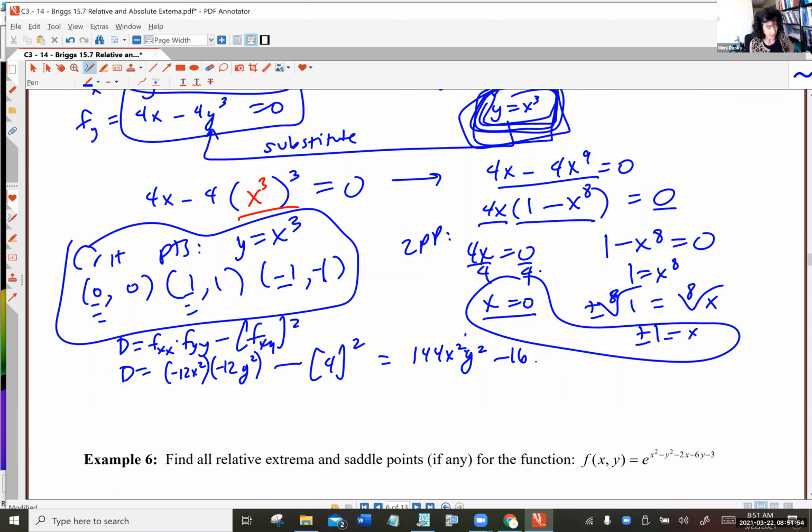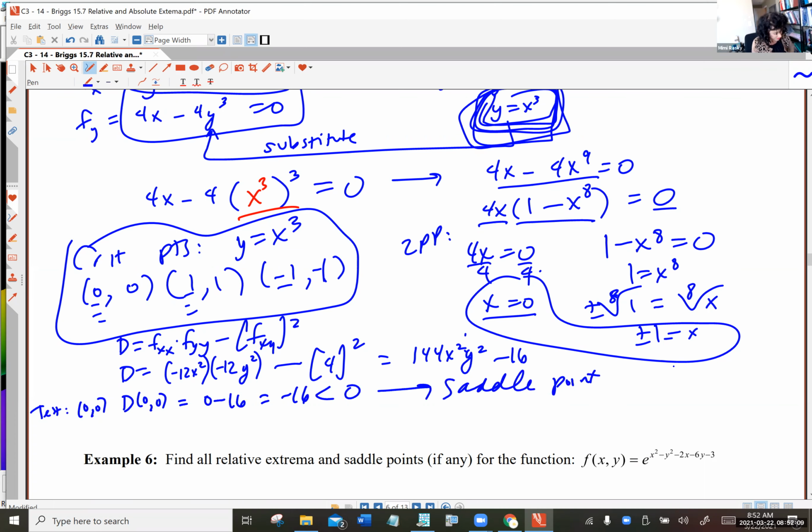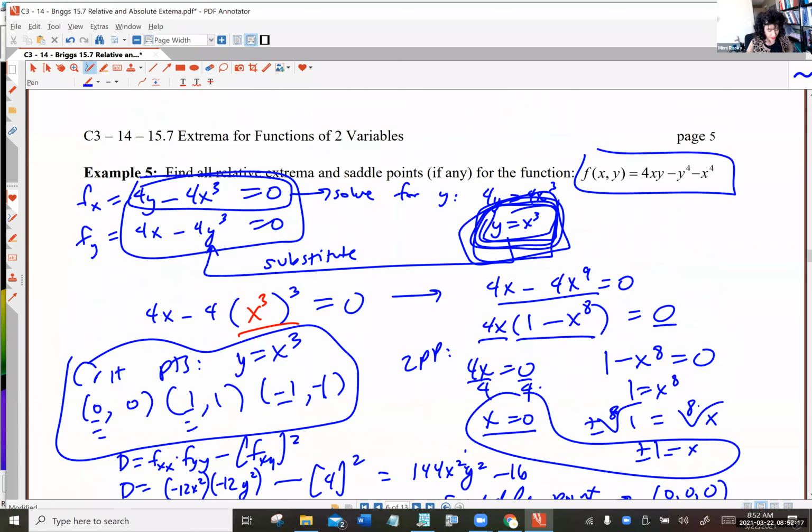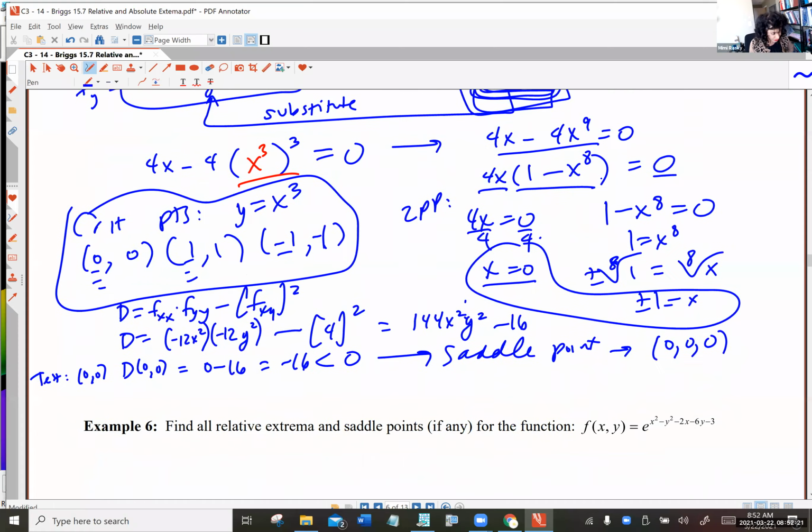That's the D. So now if I test 0, 0, D evaluated at 0, 0 is going to be 0 minus 16, which is -16, which is negative. I get a saddle point. And it turns out the saddle point is located at the point 0, 0, 0. And how did I get the z coordinate? I just plugged the point 0, 0 into my original function representing the surface.